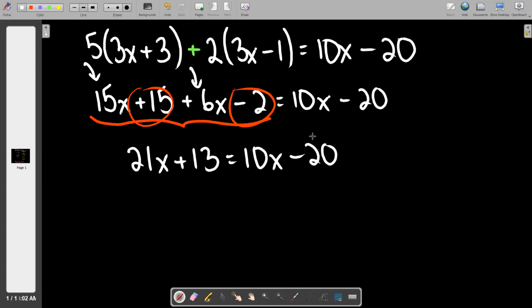Who's smaller, 10x or 21x? Yeah, I never mean to insult you when I ask those questions, but we want to focus on the smaller x. So I'm going to take away 10x from both sides because it's a positive 10x that I'm trying to kill. On the left, I'm now left with 21 x's minus 10 x's, which is 11 x's.